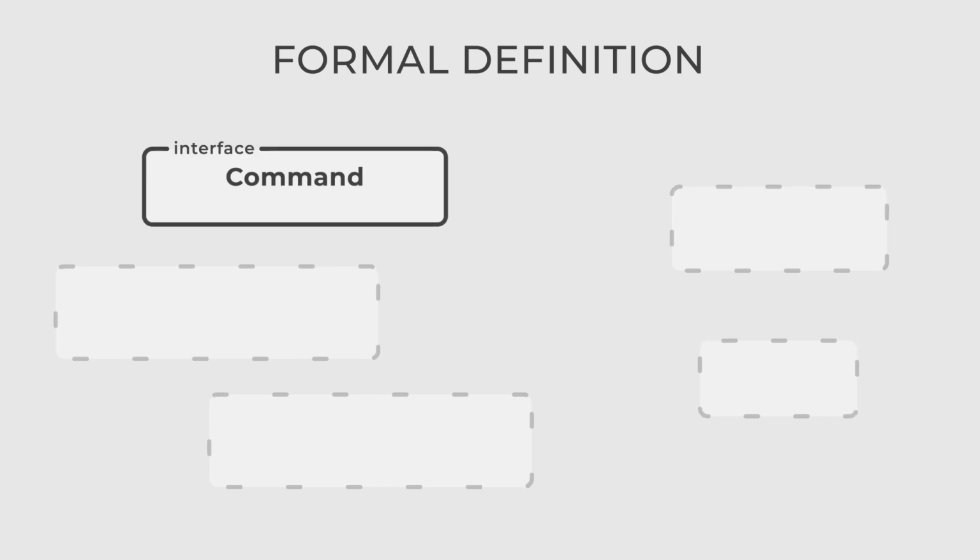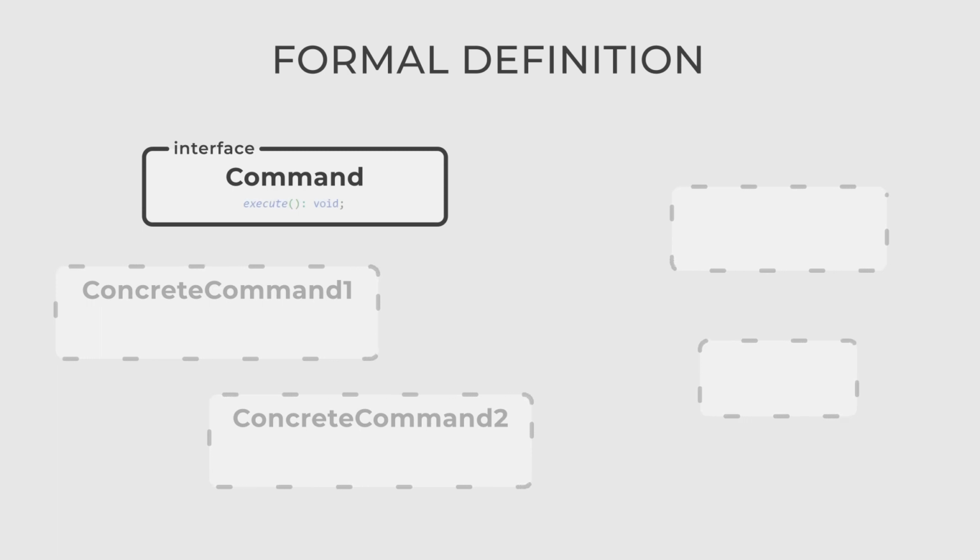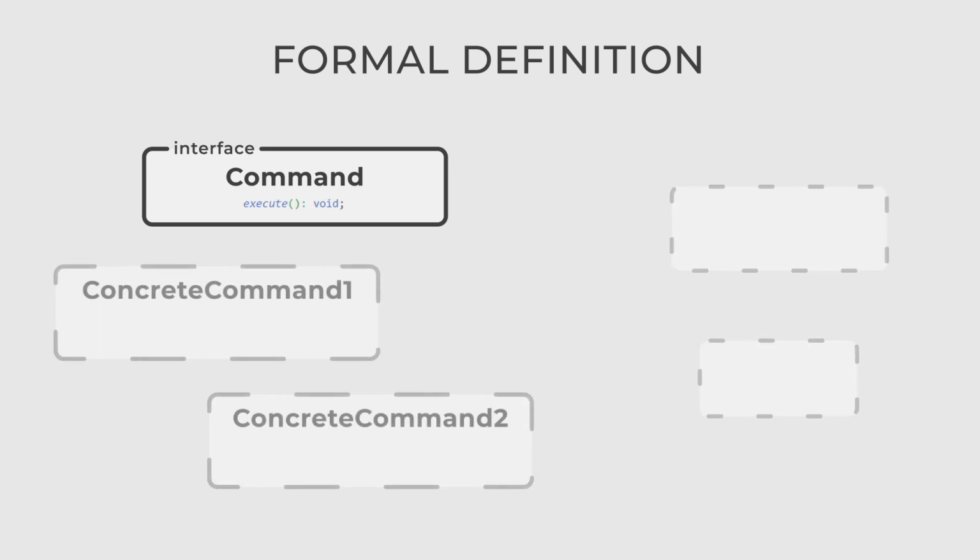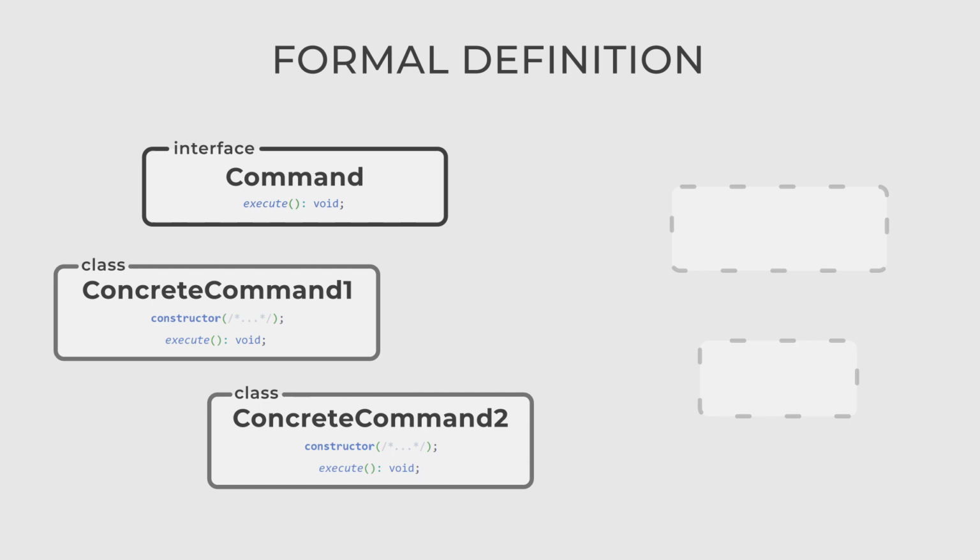There are four actors in this design pattern. The command defines the common interface for all concrete command objects. It usually includes an execute method. The concrete commands are subclasses of command that encapsulate a specific action by binding a receiver to the action's execution.